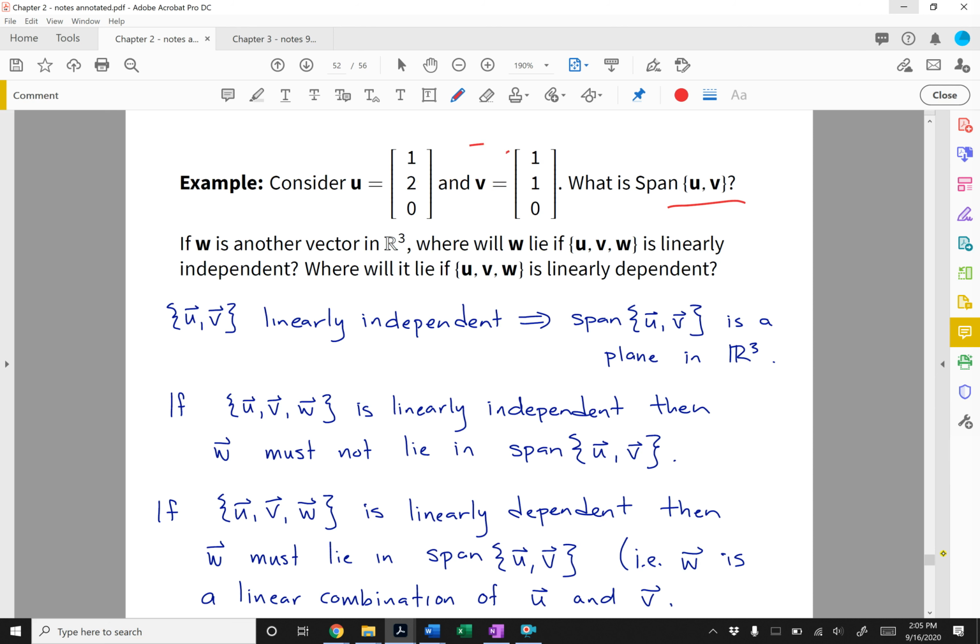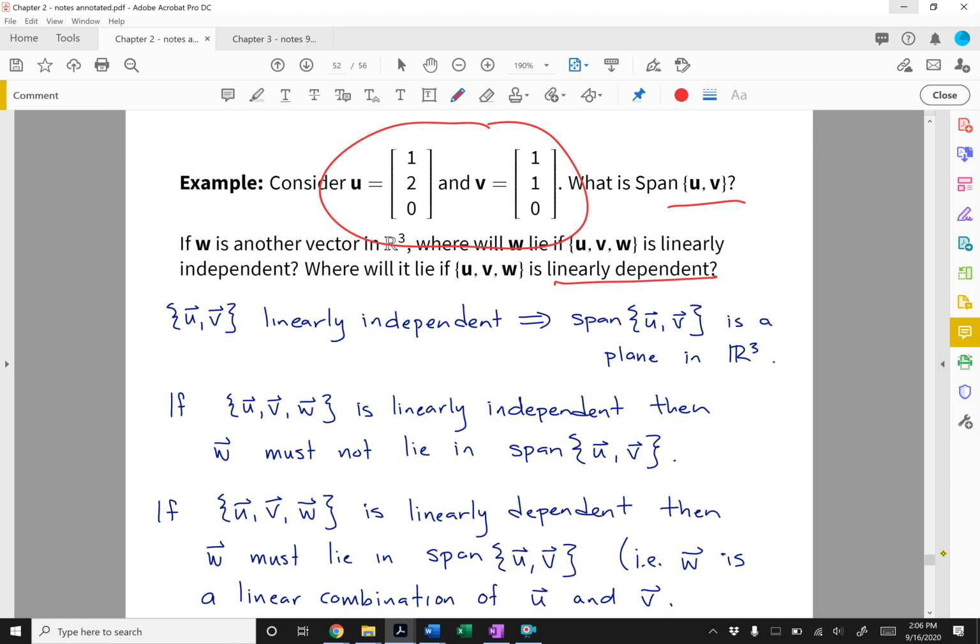Because you have 3 coordinates, you're talking about R3, but we only have two independent vectors, so it can at most span a plane. So if w is another vector in R3, what will happen if we add w into this? Well, what happens to the span? If it's linearly independent, then it would span all of R3. That means if it doesn't lie in the plane already spanned by those, then we have another linearly independent vector, and we can get anywhere in R3.